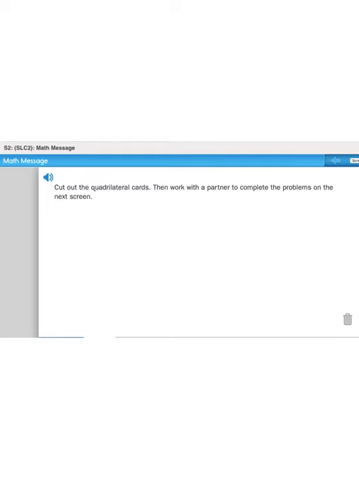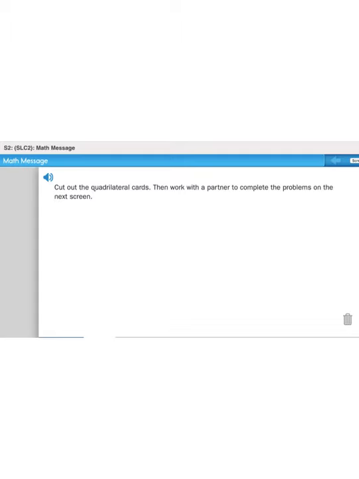So for our math message, I have included in your module the Math Masters page, and it has quadrilateral cards on it this time. If you can print those out and cut them out, that would be great. If you don't have access to a printer, that's okay. You can just draw them on little pieces of paper if you'd like, just so that you get the idea of what it is that we're talking about and what we're doing.